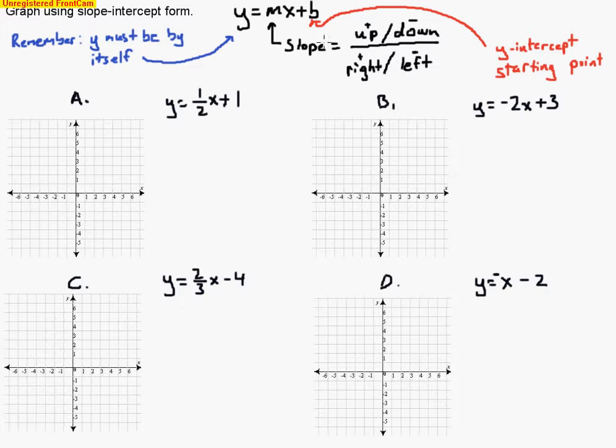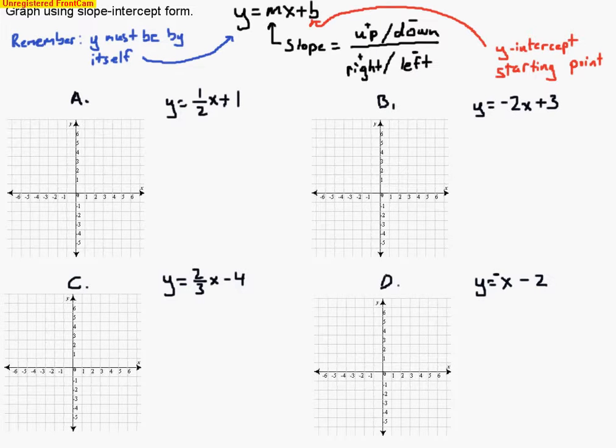The last part is the constant, and that is our y-intercept. And that's where it crosses the y-axis, and it's our starting point. And from that point, we use the slope. So let's take a look at a few problems that are similar to what you'll see. Here, y is by itself. So whenever y is by itself, we're going to use this slope-intercept form. So we're going to start with this number right here.